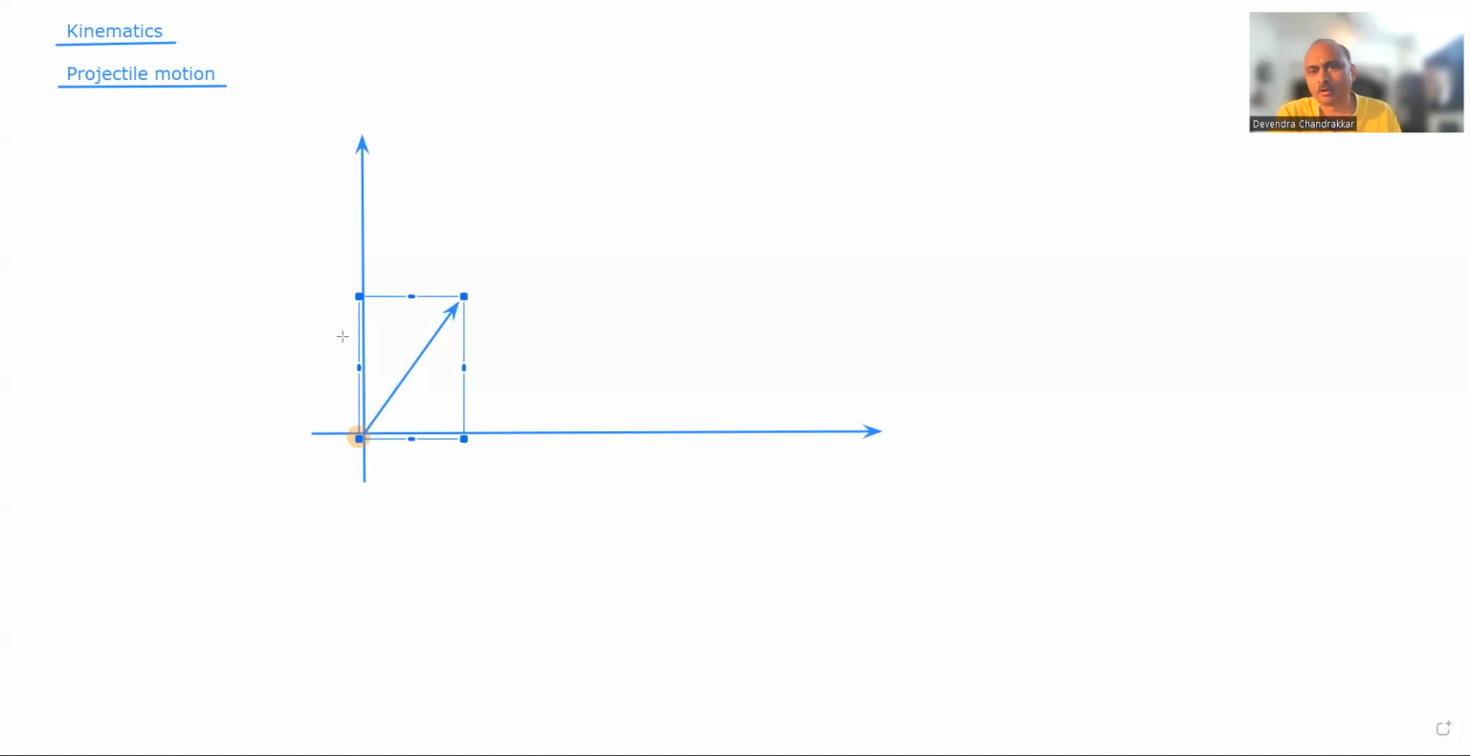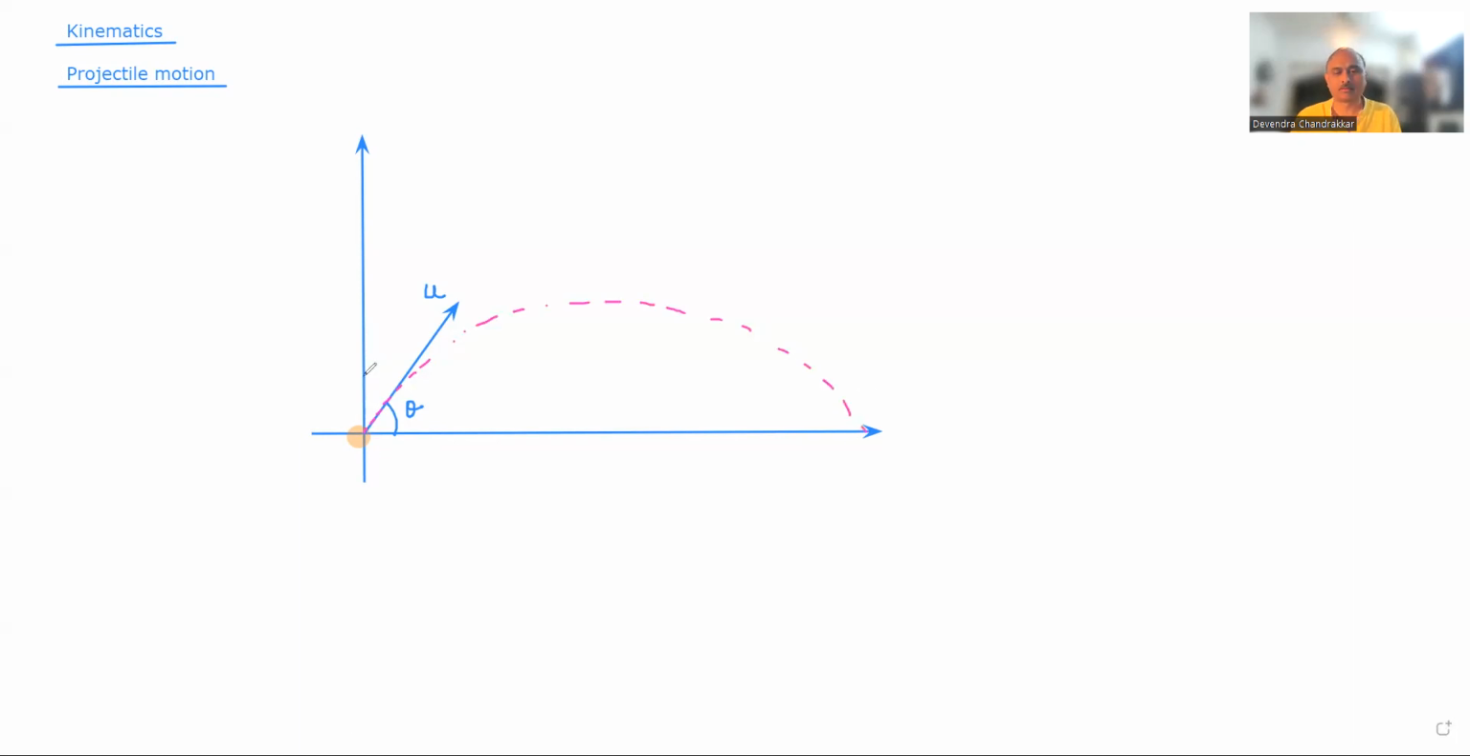All of you have thrown a ball, yes or no? Have you thrown a ball or not? When you throw a ball, you throw it at some angle or parallel, in whichever direction. Suppose you throw it at some angle theta with some velocity u. Now what will happen? It will follow a trajectory, a parabolic path, and fall on the ground.